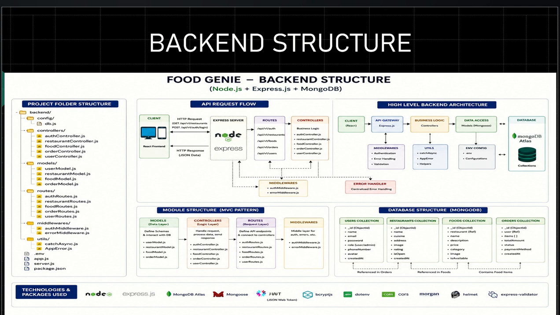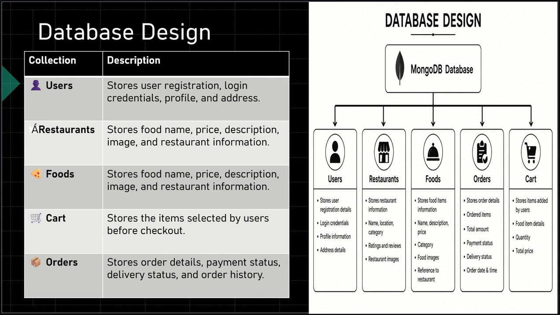Now the backend. Backend follows the MVC architecture. It contains models, controllers, routes, and database connection. Each API request follows the flow: client, route, controller, model, MongoDB. This separation improves maintainability and scalability.